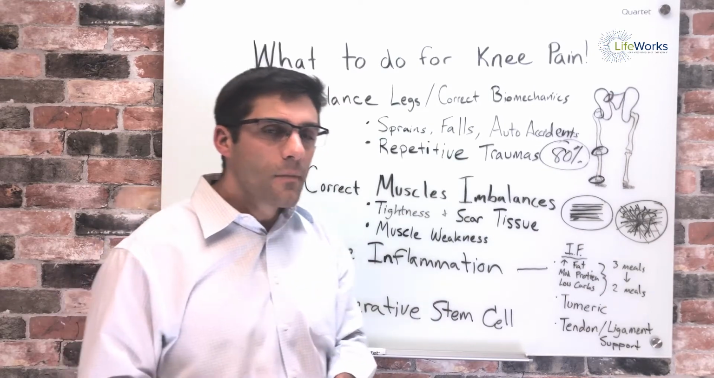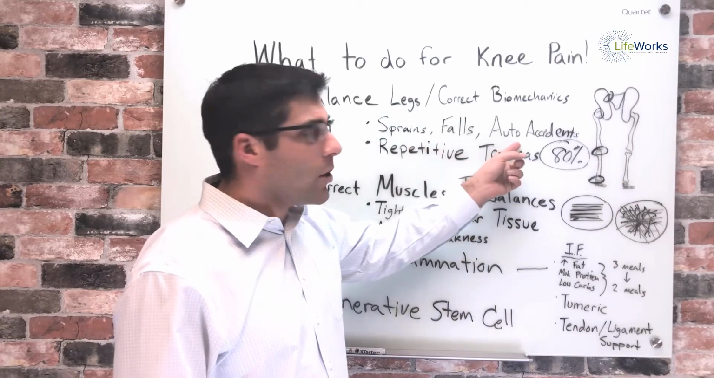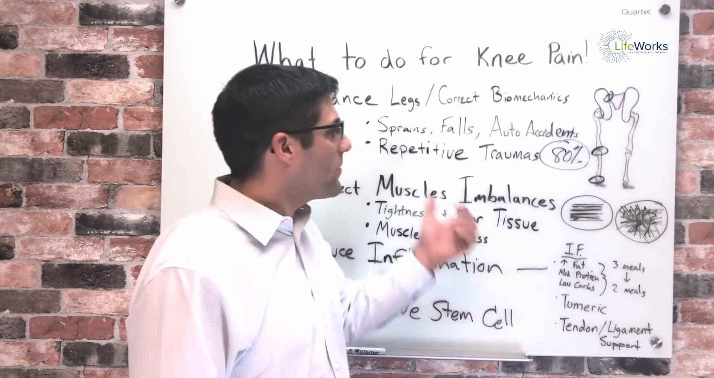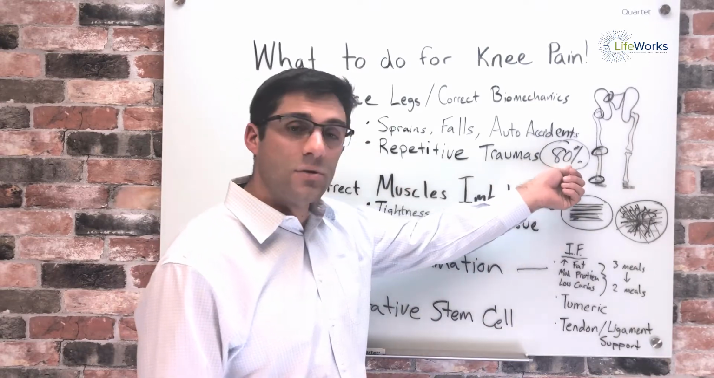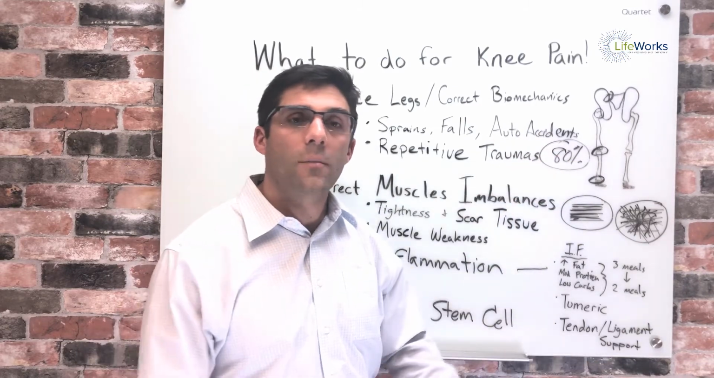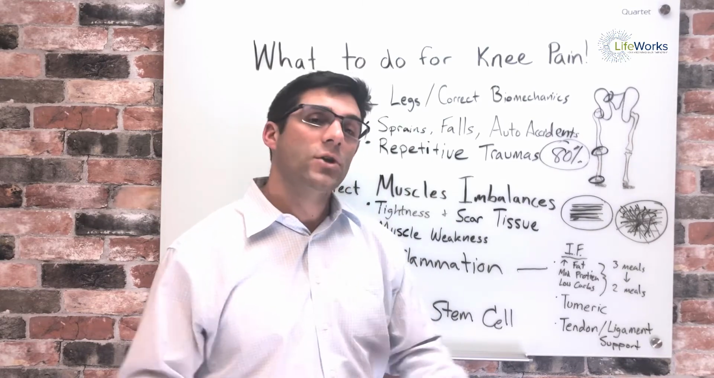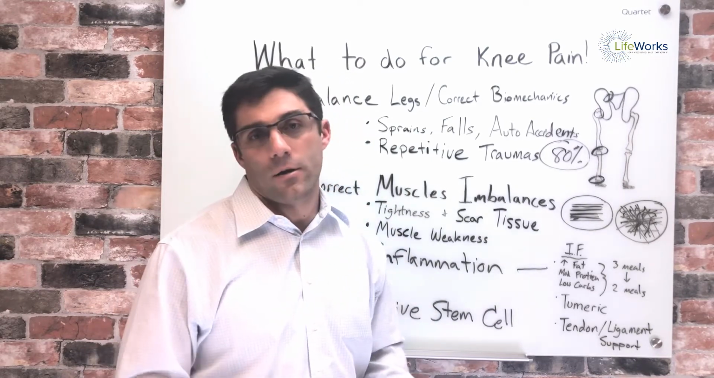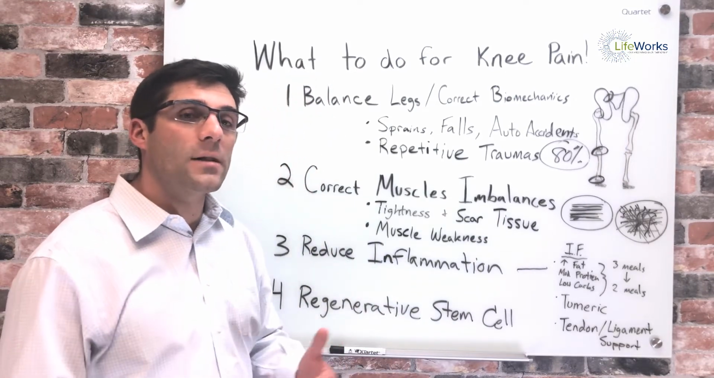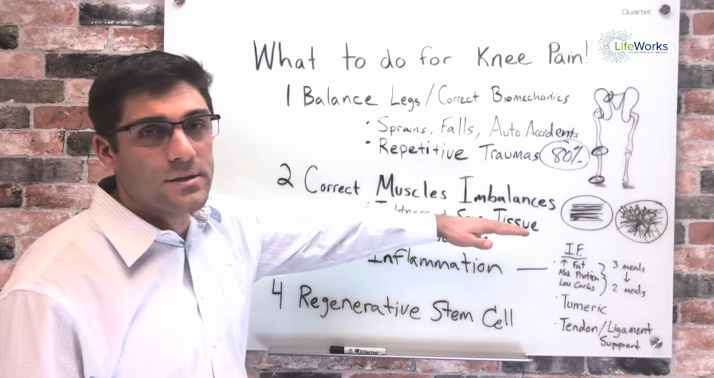What's interesting, though, is that the literature says that sprains, falls, auto accidents are not the primary cause of joint pain. It's actually repetitive traumas. In fact, about 80% of the people with joint pain can't recall a major trauma to a joint. It's the repetitive little traumas that have happened over years and years that wear and tear those joints. So that wear and tear then begins to imbalance the muscles, which is our second thing here. So you want to make sure you correct the muscle imbalances.